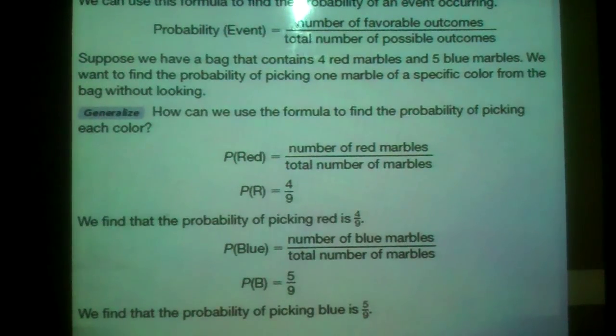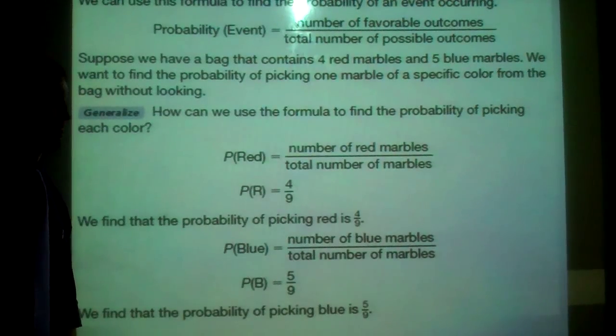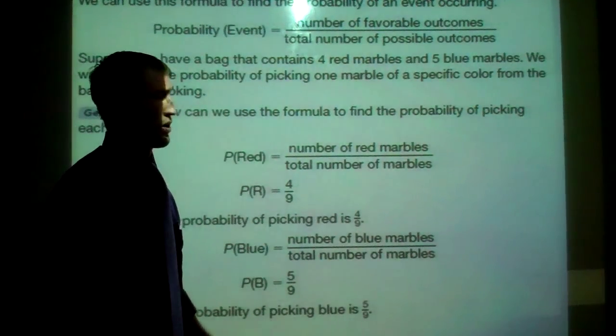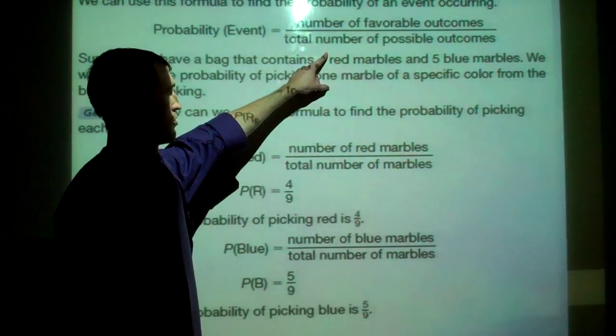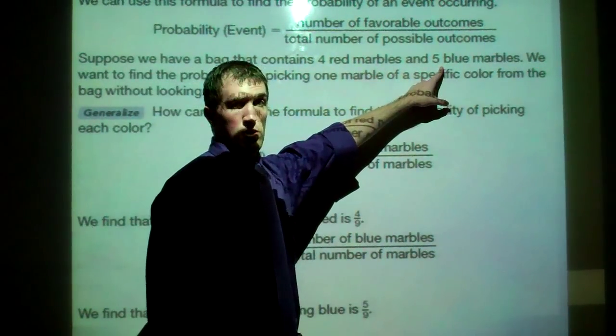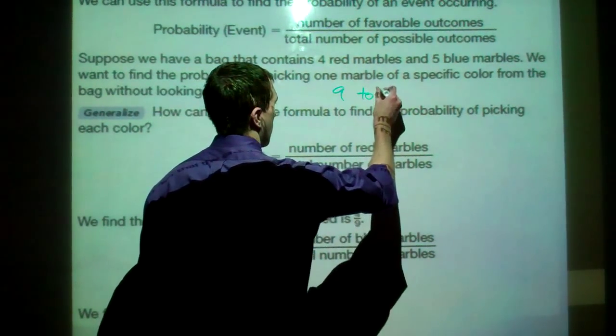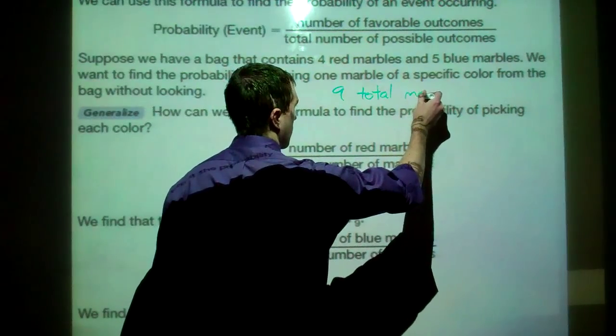Suppose we have a bag that contains 4 red marbles and 5 blue marbles. And we want to find out the probability of picking one marble of a specific color from the bag without looking. Okay, first thing we need to do, we need to figure out how many total number of outcomes there could be. We have 4 red marbles and we have 5 blue marbles. So we have 9 total marbles.